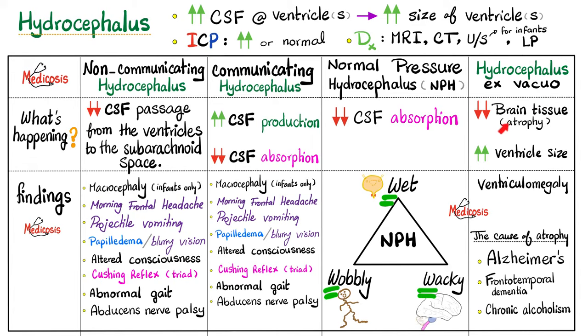Next, hydrocephalus ex vacuo. What is going on? I have brain atrophy. Why? Maybe because I have Alzheimer's dementia. Maybe because I have Pick's disease or frontotemporal dementia. Or maybe because I'm a chronic alcoholic. All of these can lead to atrophy of the brain tissue.